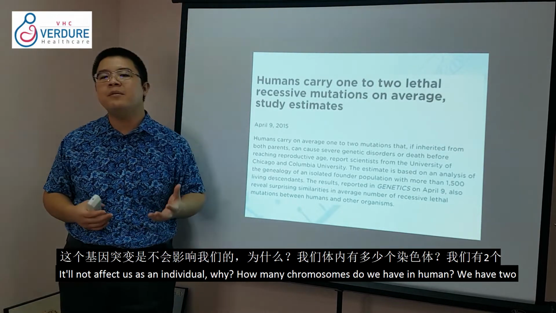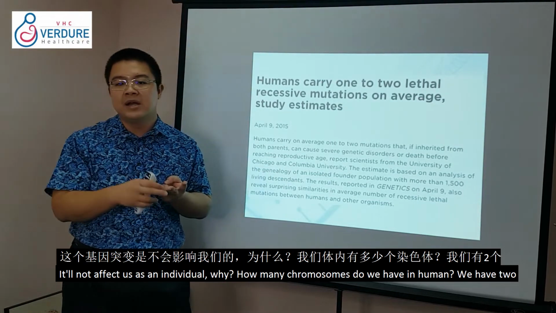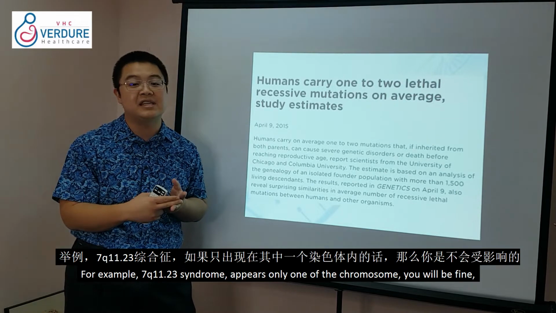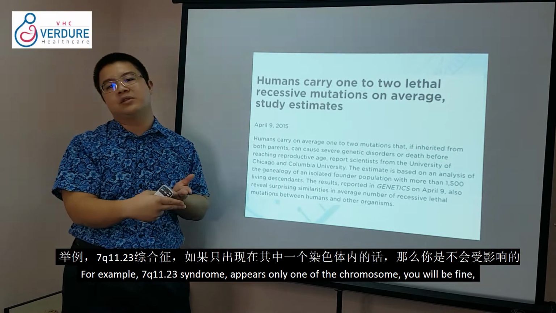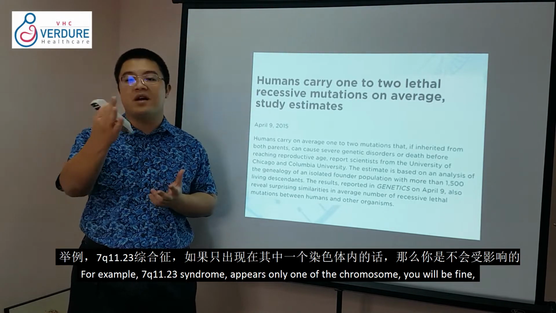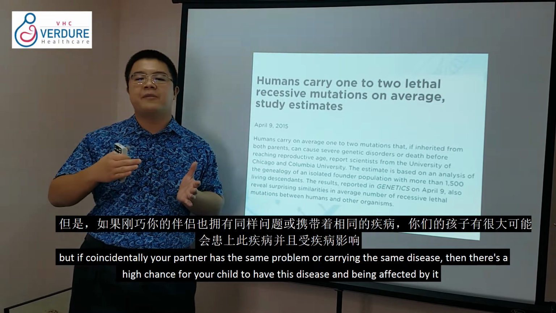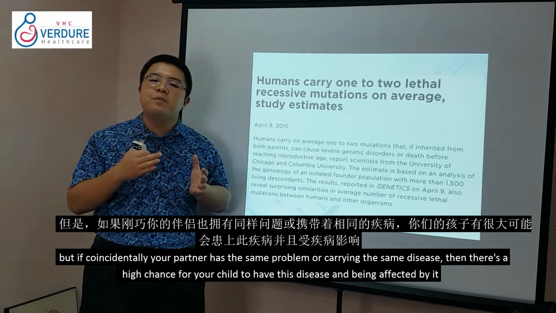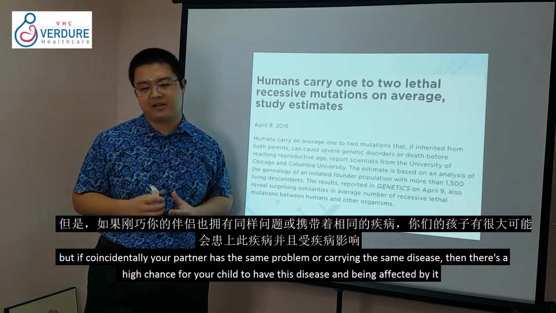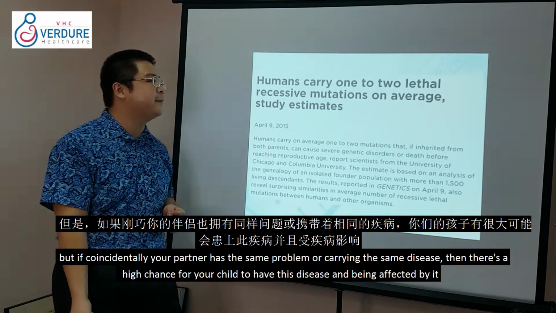Why? Because remember, how many chromosomes do we humans have? We have 2, right? So if, for example, the 7q11.23 syndrome that we just talked about, the first disease, appeared on one of the chromosomes, but the other chromosome is okay, then you are going to be okay. But if coincidentally your partner is carrying the same kind of disease, then there will be a high chance of your children getting the disease and being affected by it. So you might want to listen to this part one more time to get your concepts stronger.